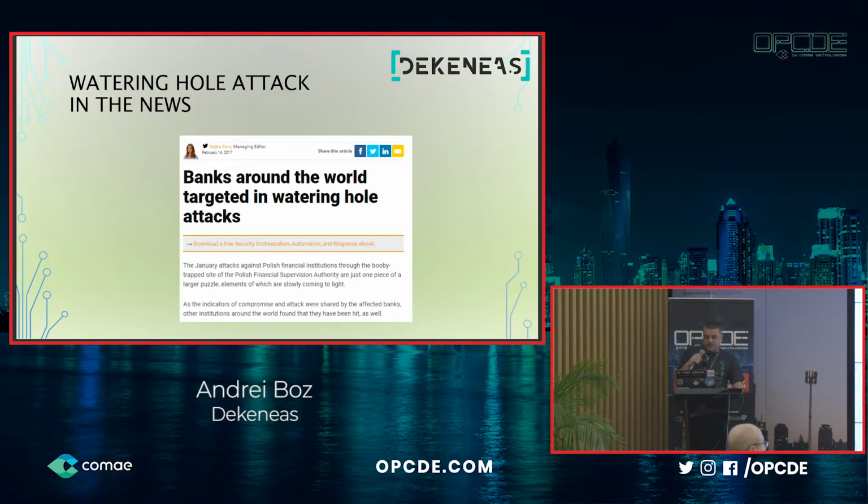What's interesting is the second paragraph, saying that as indicators of compromise and attack were shared by the affected banks, other institutions around the world found that they had been hit as well. So you can assume that a bank can have state-of-the-art security products in place, but still they didn't see the attacks happening until someone else shared with them the IOCs of a certain attack. This kind of raises some suspicions. Why didn't they see that in the logs? Why didn't the IDS raise any alarms?